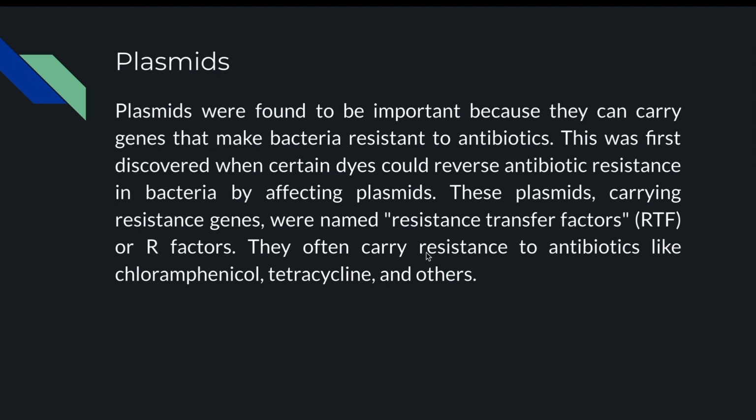Plasmids were found to be important because they can carry genes that make bacteria resistant to antibiotics. This was first discovered when certain dyes could reverse antibiotic resistance in bacteria by affecting plasmids. These plasmids carrying resistance genes were named resistance transfer factors or R factors. They often carry resistance to antibiotics like chloramphenicol, tetracycline, and others.